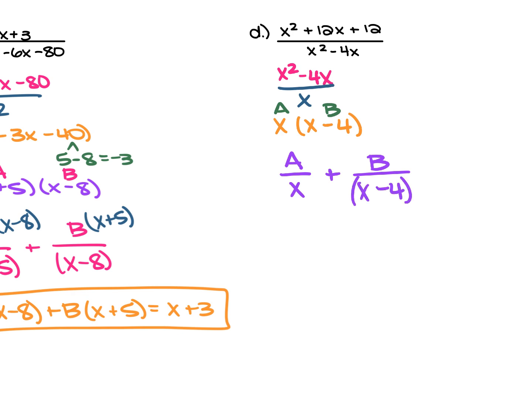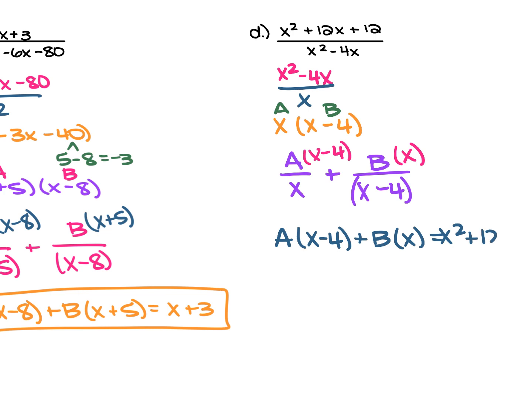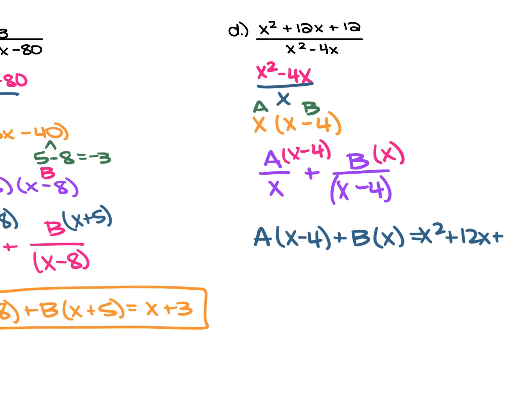A over x does not have the x minus 4, so multiply a by x minus 4. B over x minus 4 doesn't have the x, so multiply it by x. This gives you a times x minus 4 plus b times x is equal to x squared plus 12x plus 12.